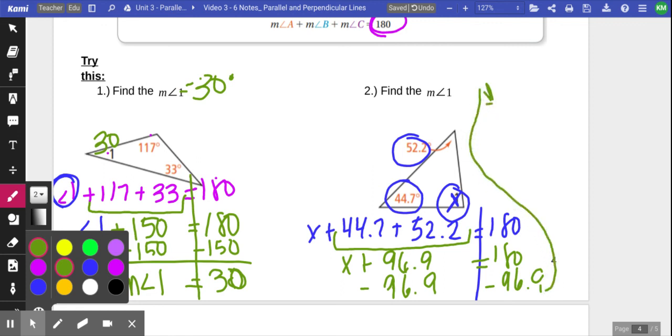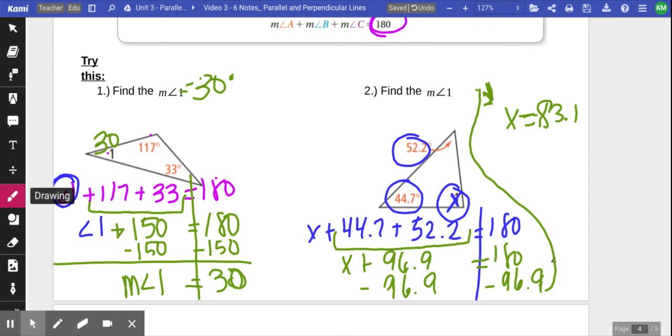Come up here. All right, let's see what we have. So these are going to cancel. I have x equals 180 minus 96.9, which gives us 83.1. And there you have it. Okay, so x equals 83.1. And that, again, is our final answer.